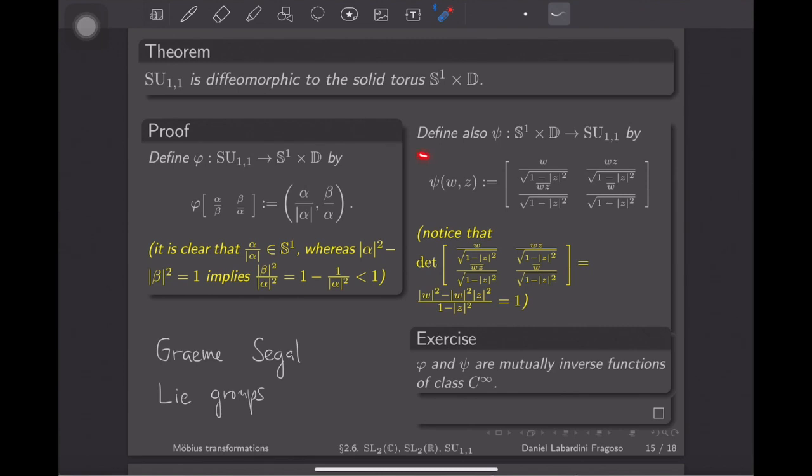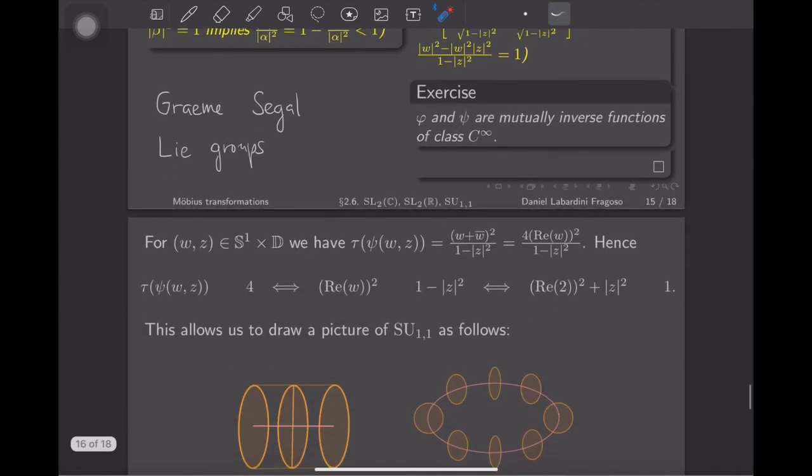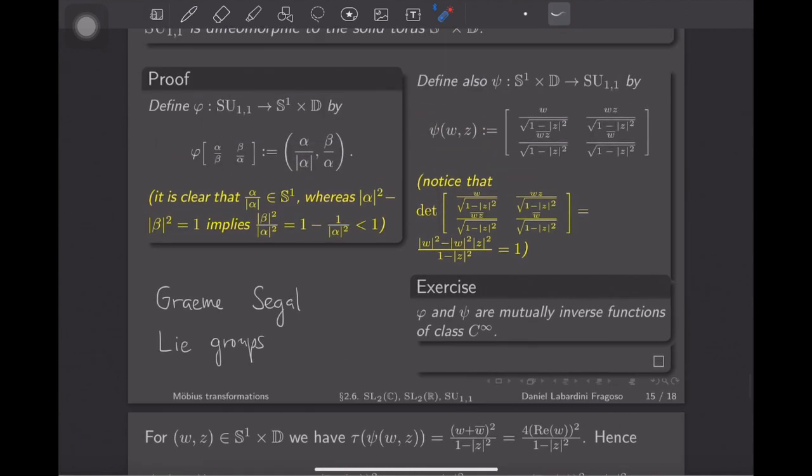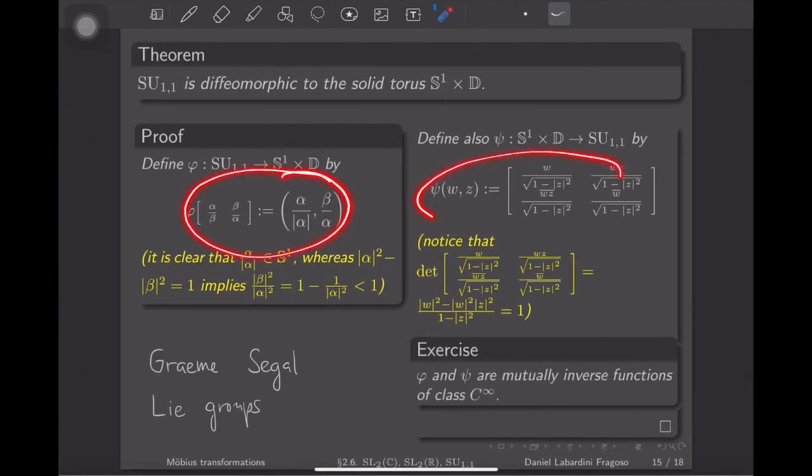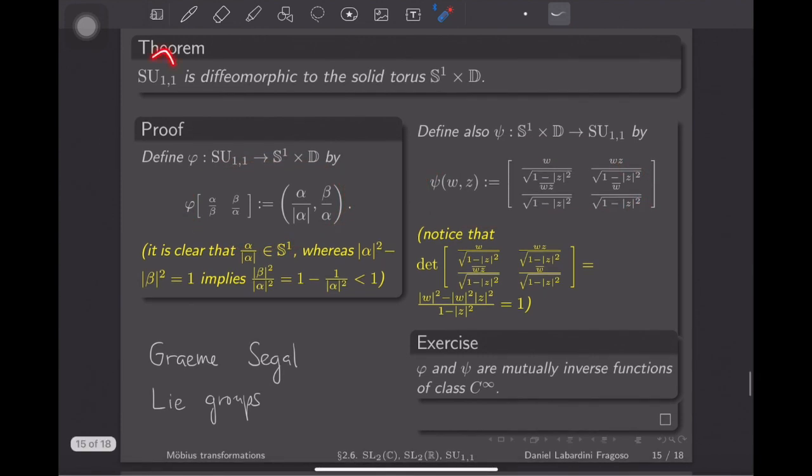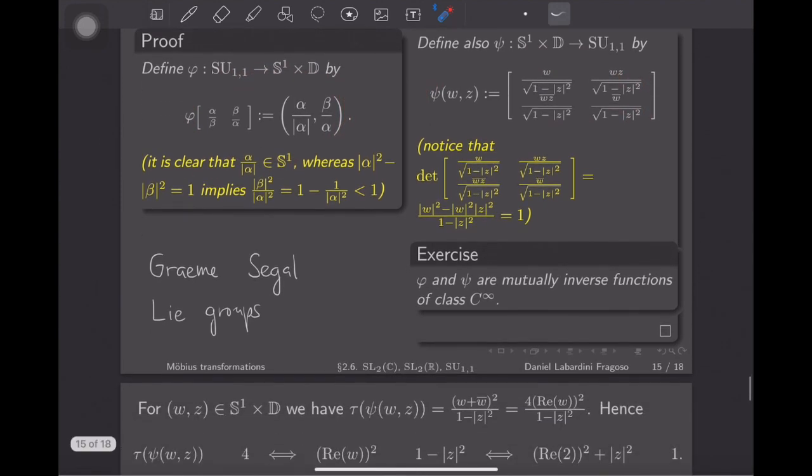So this proves the theorem, but I didn't really give any good insight as to how you come up with such an observation. Unfortunately, I don't know how one comes up with such a thing, but I do know how one can use these formulas to draw a picture of SU(1,1), and more importantly, to draw it in such a way that one can see where the matrices that give you parabolics live, where the matrices that give you elliptic transformations live, and where the matrices that give you hyperbolic transformations live.